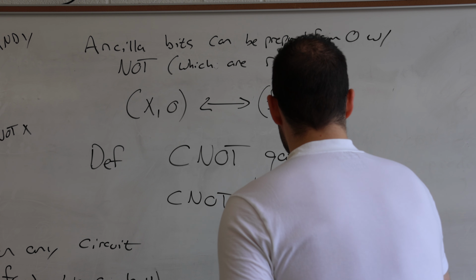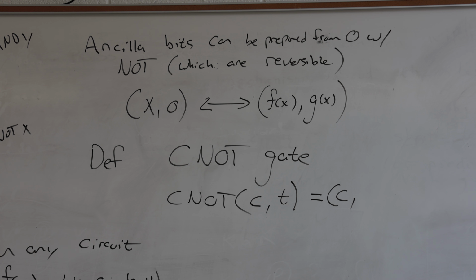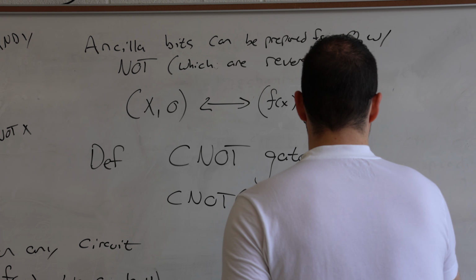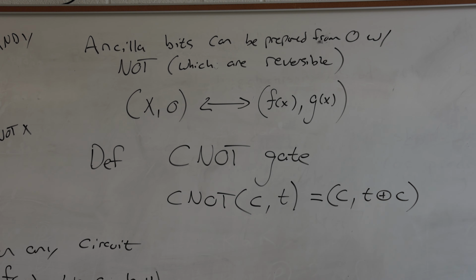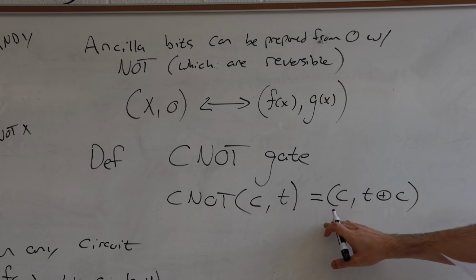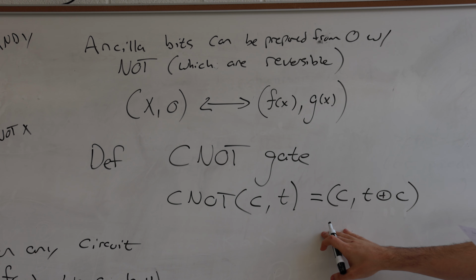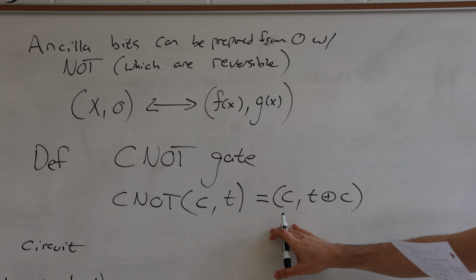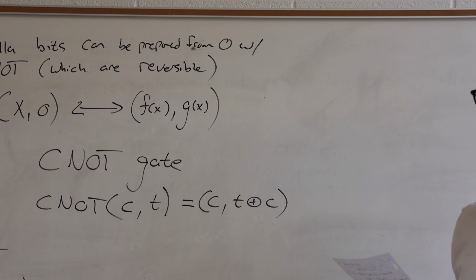And the output of this will be the control bit never changes. And then I'm going to add the control bit to the target bit mod 2 in the second register. Okay, so again, circle plus is addition modulo 2. We've seen this in a quantum circuit. Of course, it's also a valid classical gate. And this is also one that's going to be reversible. Can anyone see why CNOT is a reversible gate?